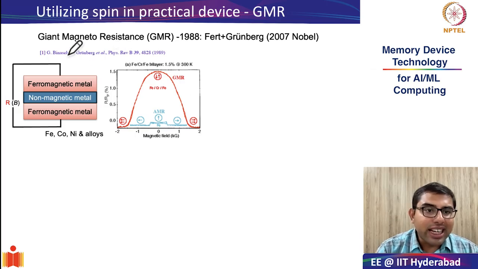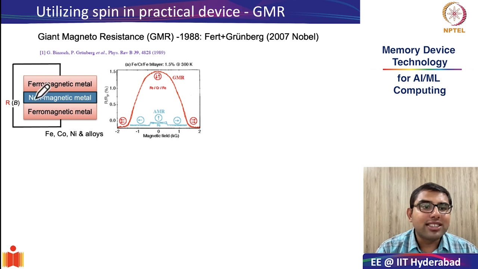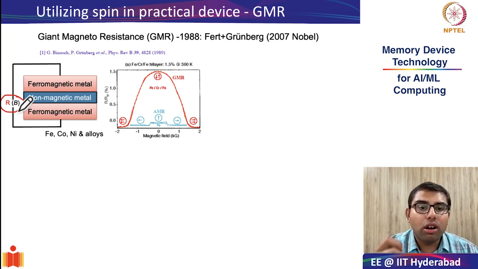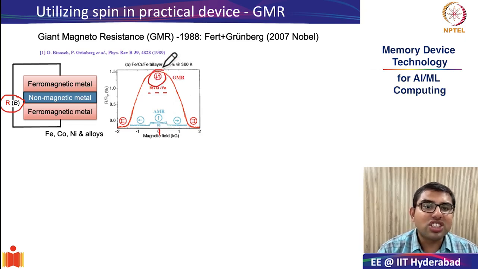So what the scientists Fert and Grünberg checked was, in such structures which have a non-magnetic metal sandwiched between two ferromagnetic layers, they started checking the resistance across this device when it is subjected to an external magnetic field. So this is what happens in this particular device, where chromium is the non-magnetic material sandwiched between two layers of iron. And what they noticed is that at zero magnetic field, the device is in a high resistance state.